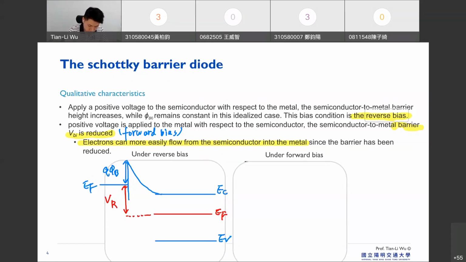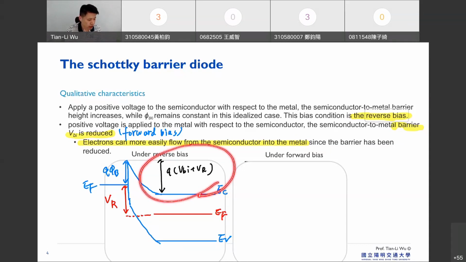Going this way. Okay, so in this case, your total barrier height becomes qVbi plus qVR. So in this case, that suggests that your barrier height increases. That means that you won't have the chance for the current to flow because of this barrier height increase. So this is a discussion under the case of the n-type semiconductor here. And also in the case when we try to apply the forward bias, the analysis is very similar.